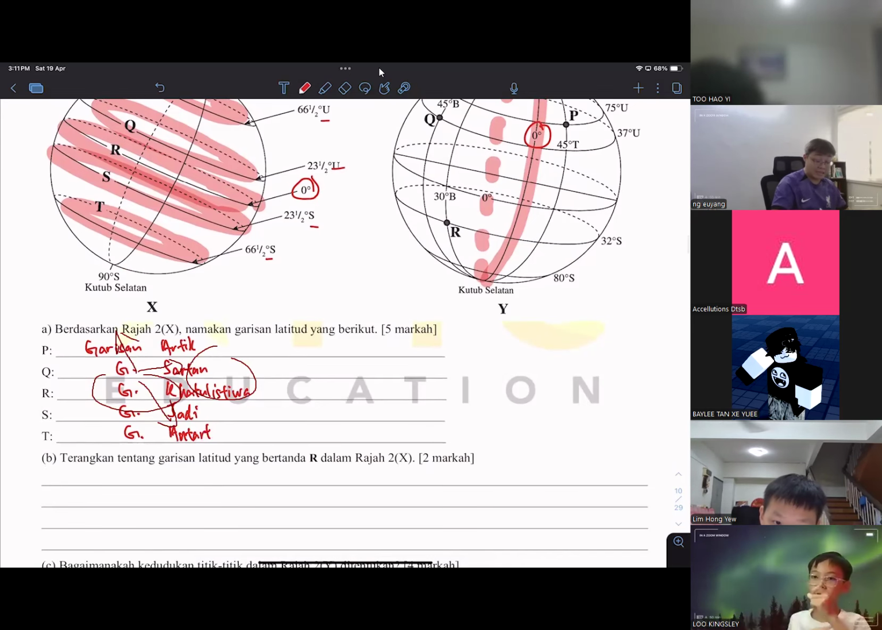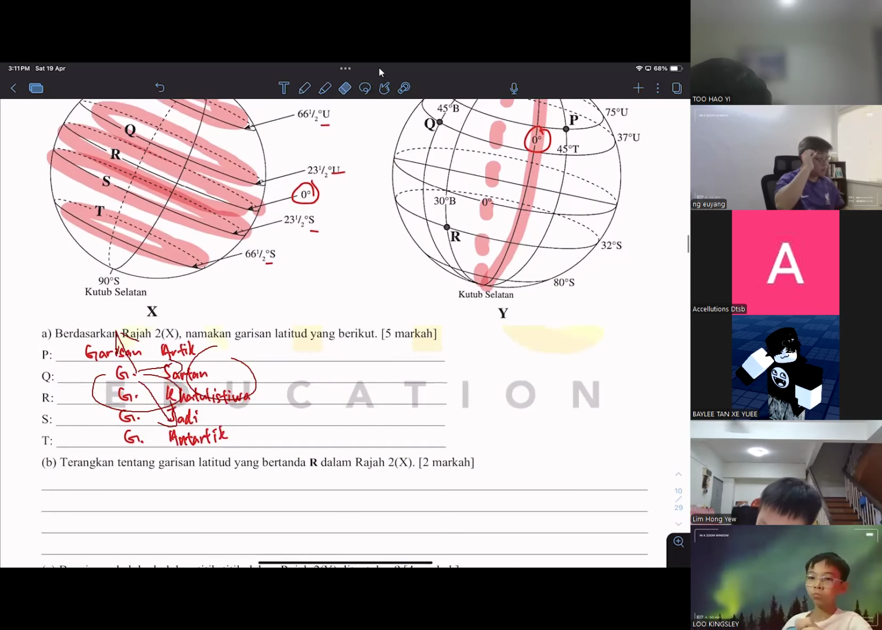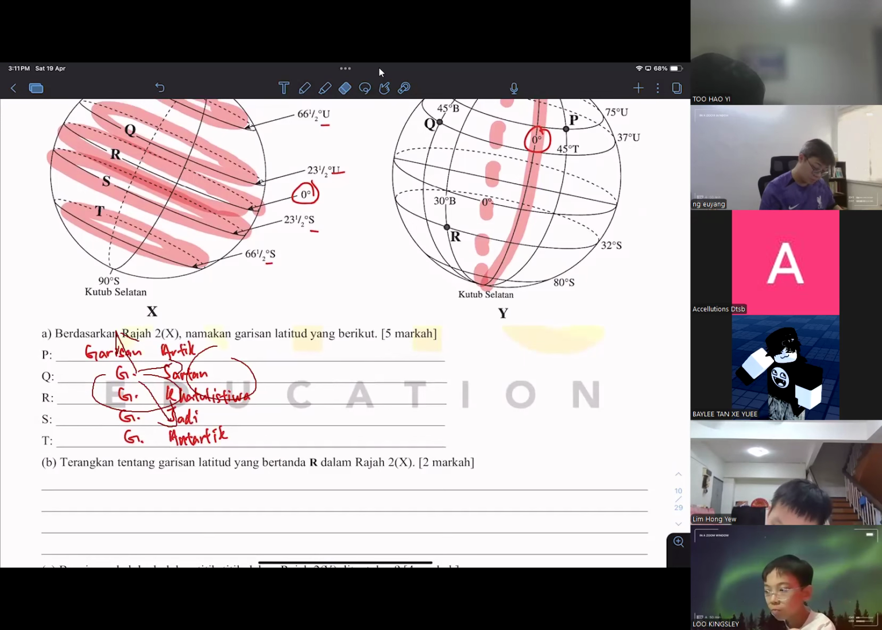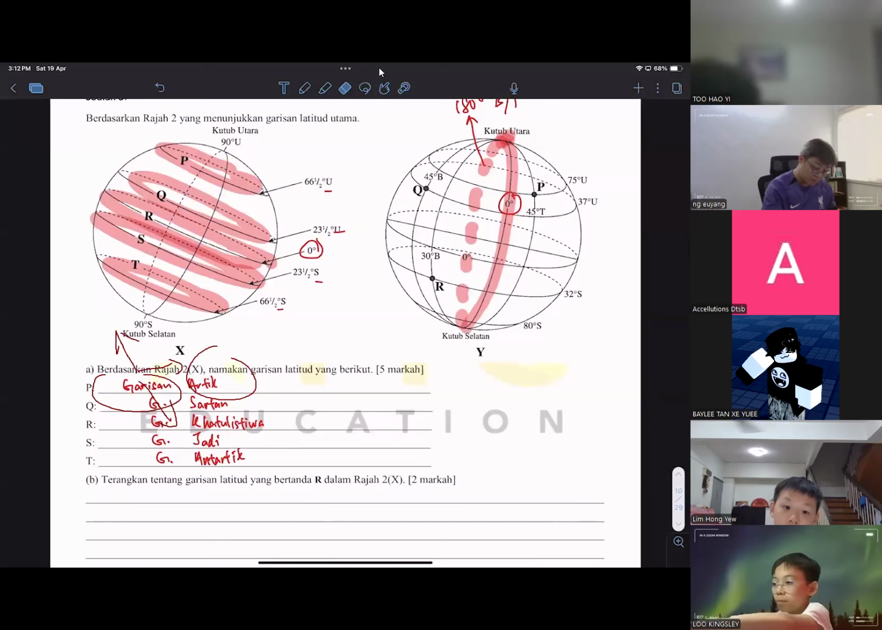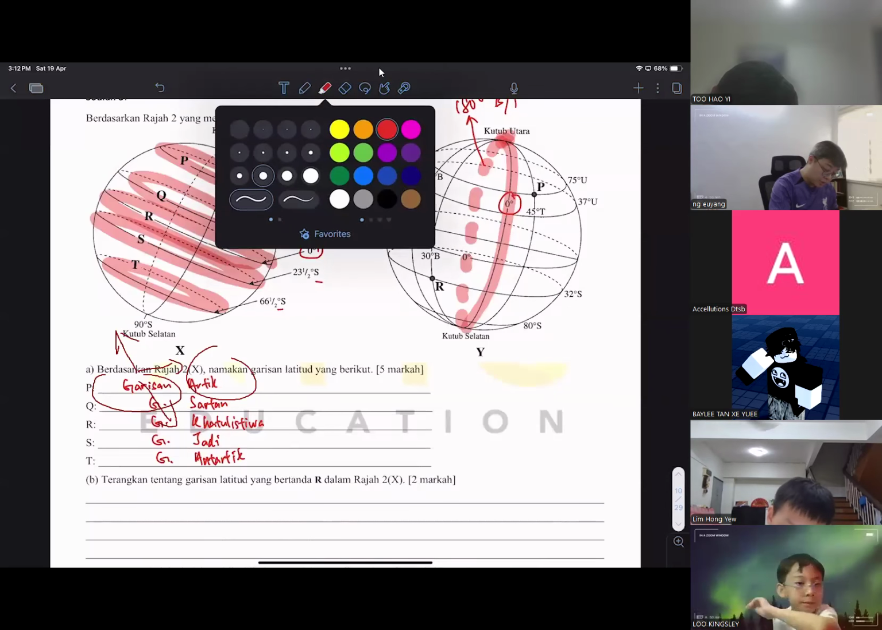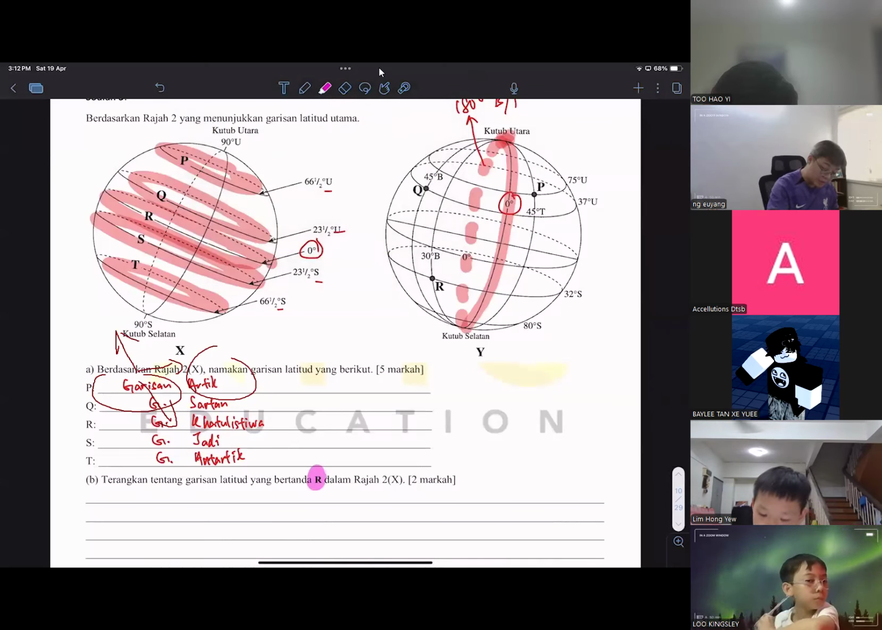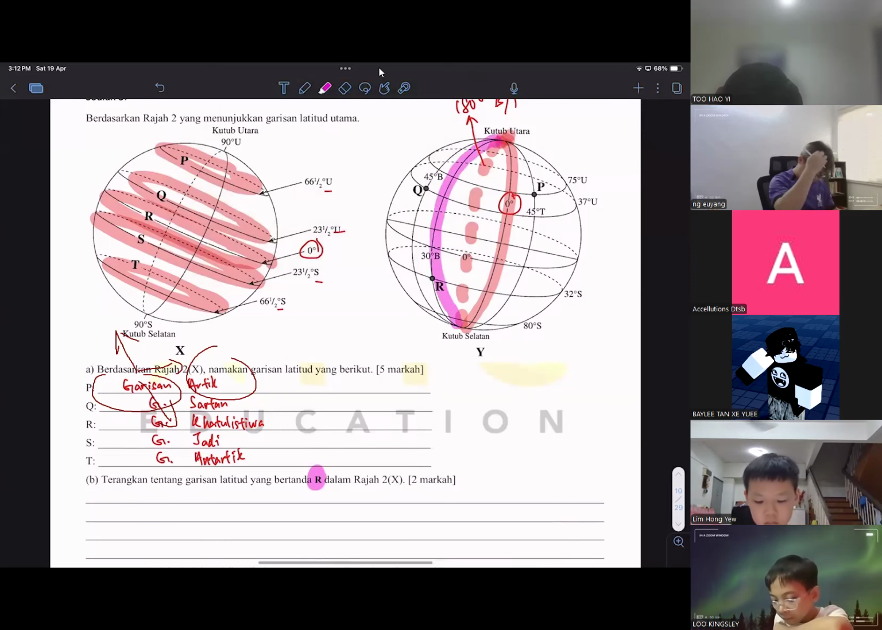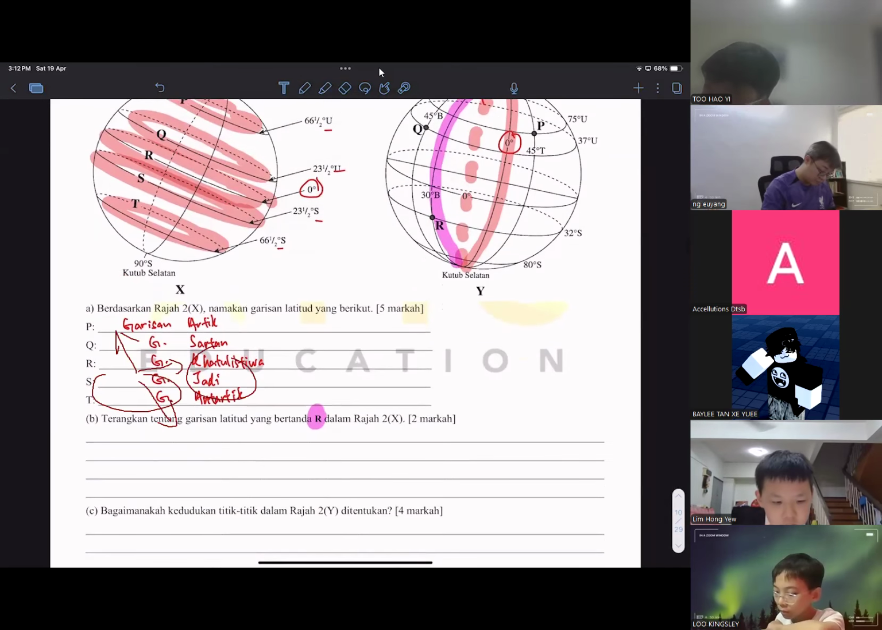Because Antarctica is the land. So Antarctic is referring to the latitude. Okay, so R. Next question, R is the latitude for this line. So 2 marks here, right?